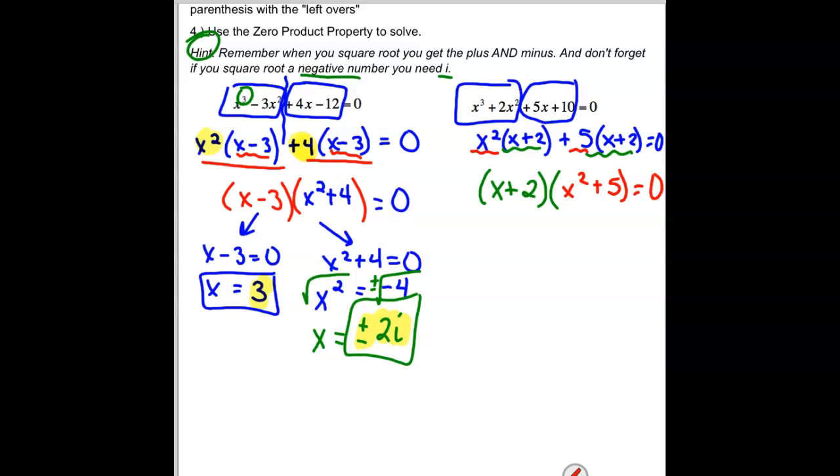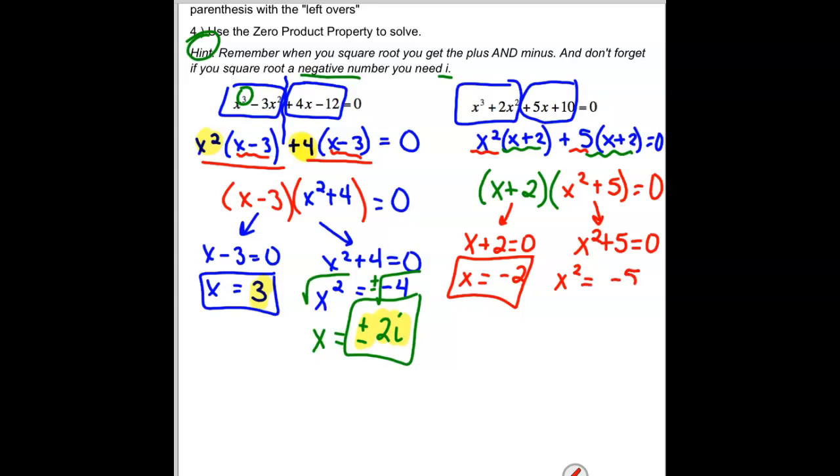And now we use that zero product property. We say what makes each of these equal to 0. And we solve those. So for my first one, we're going to subtract 2 to the other side. For the second one, we can subtract the 5 to the other side. But because it's an x squared, we now have to square root. So we are going to end up with x equaling plus minus i, because of that negative inside our square root, and the square root of 5.